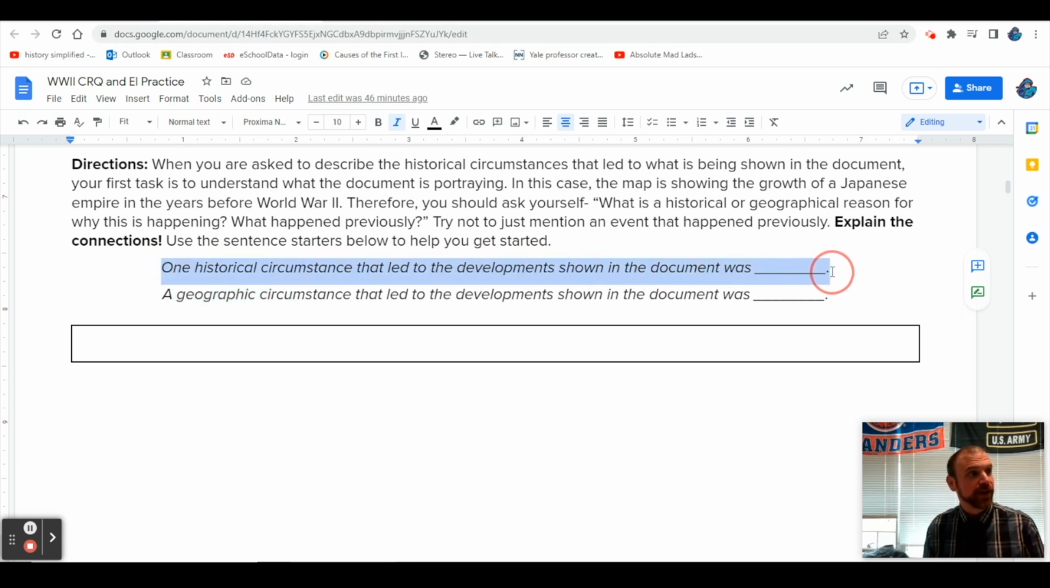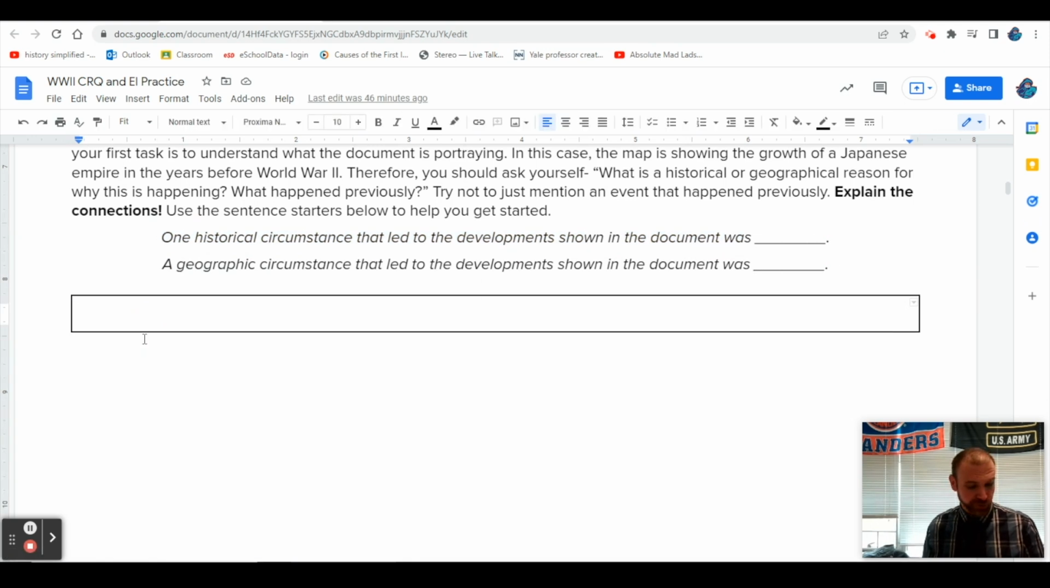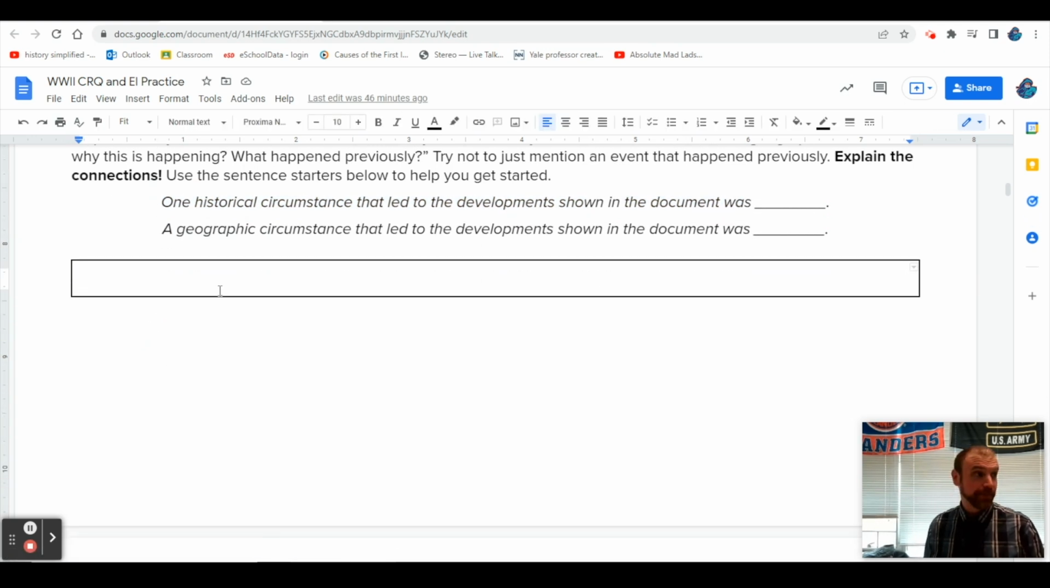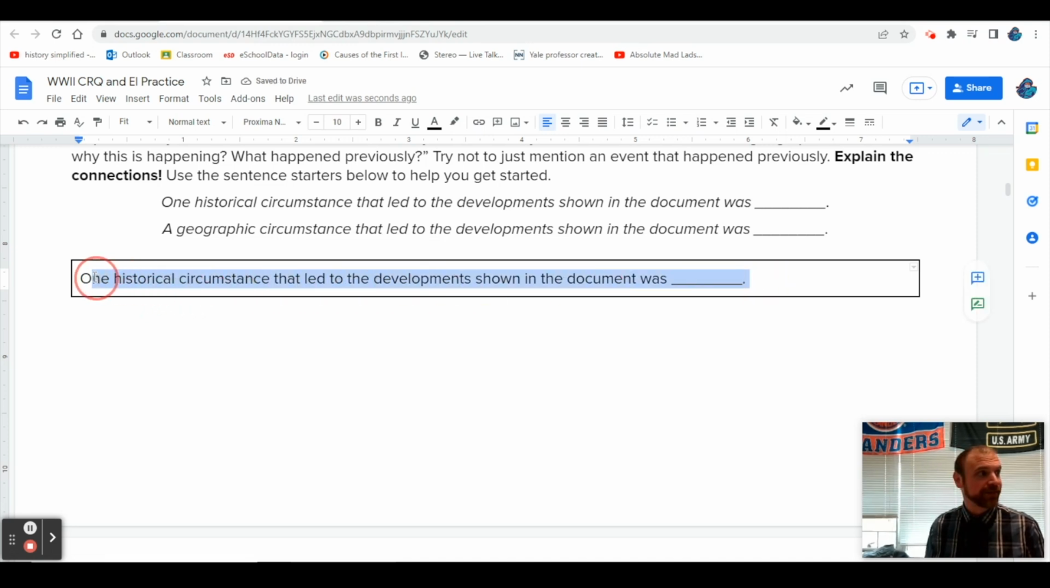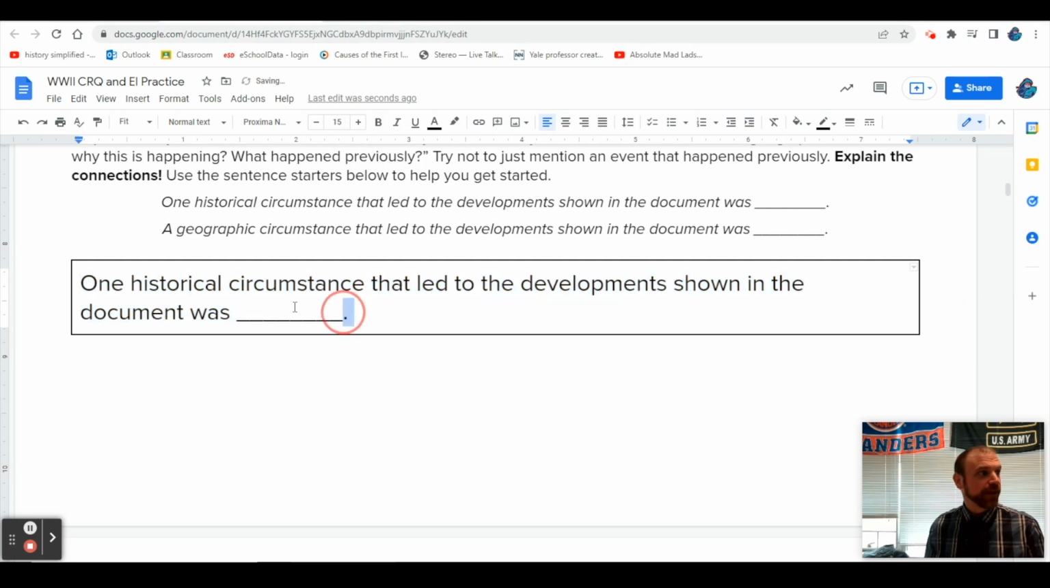So I'm going to take this phrase right here, copy it, and do Control-Shift-V in the box. It'll match the formatting of the box and get rid of the italicized font for you guys. All right, and I'll put what Meg said. I'll put the Meiji Restoration.